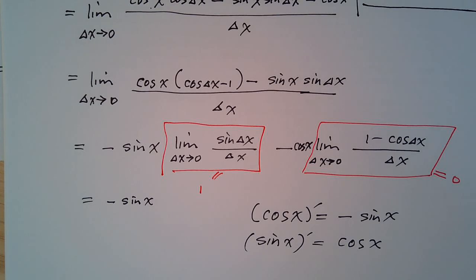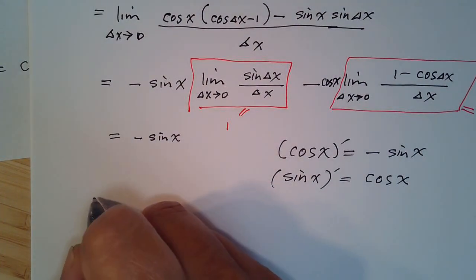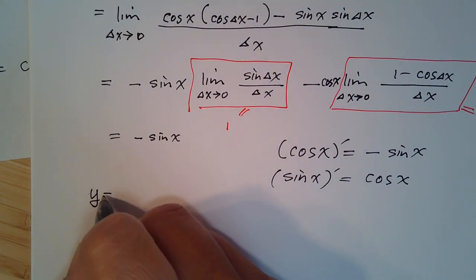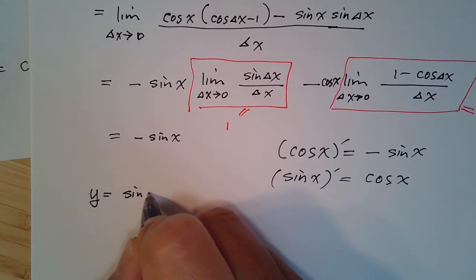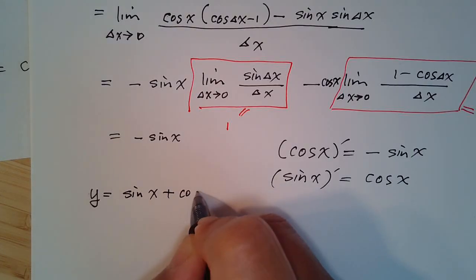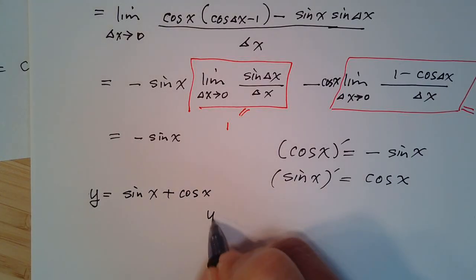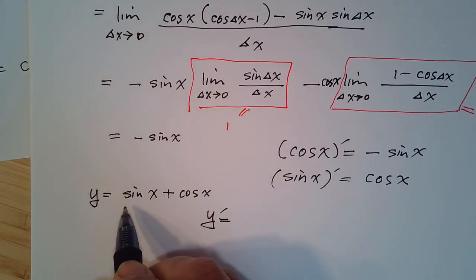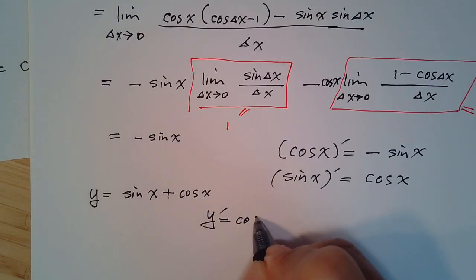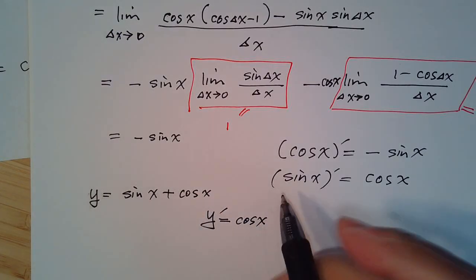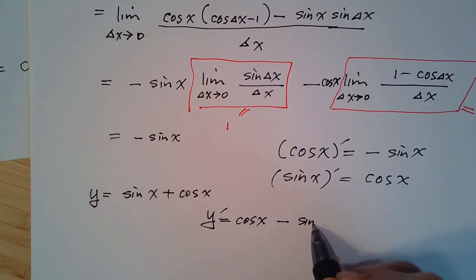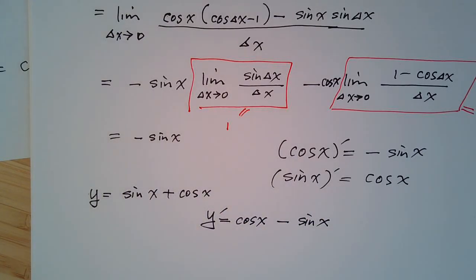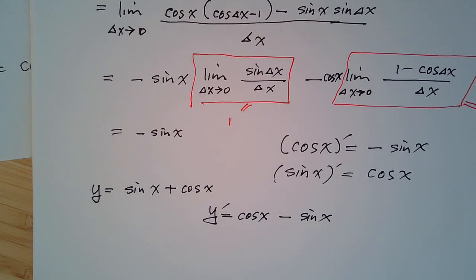Okay, let me give you two more examples. The first one, y equals sine x plus cosine x. What is y prime? Y prime will be sine x prime, which is cosine x, and cosine x prime is negative sine x. That's it. It's easy, isn't it?